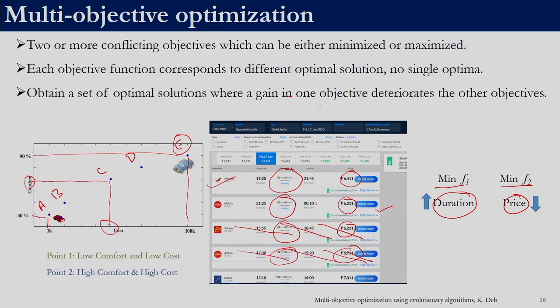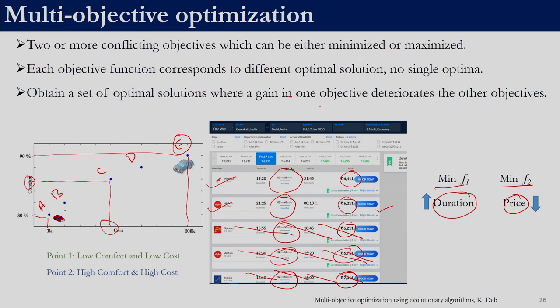So here, if we see, again this solution can be eliminated because we have a higher cost as well as the duration is longer than these two. So in this case, we have only two solutions for two objectives. Whereas in this car problem, even for two objectives, we had five solutions, right?